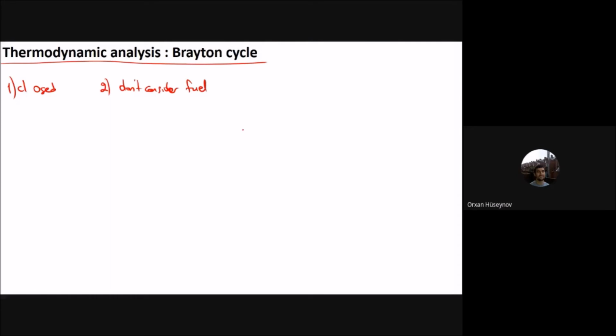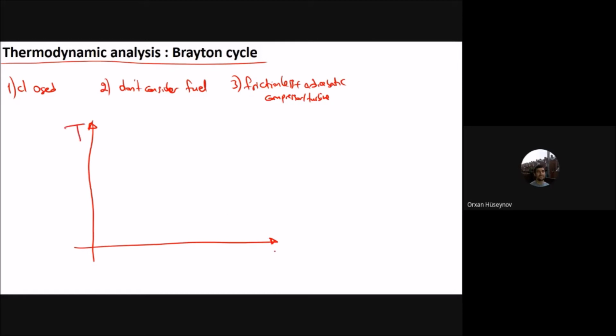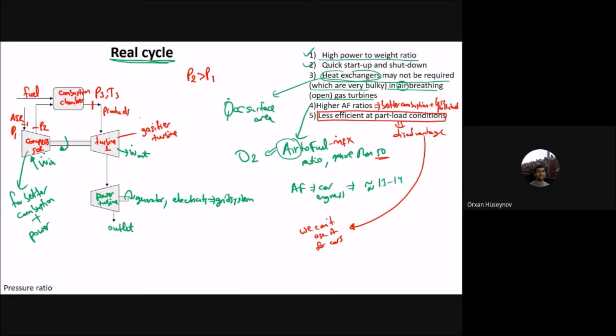The third assumption is that the compressor is frictionless and adiabatic, and likewise the turbine. Now let's see the T-S diagram, temperature versus entropy, where S means entropy. You should remember that the temperature-entropy diagram will be used in the next cycles. In the next lectures, we will use this diagram very often. This is a very important diagram. Now let's start it.